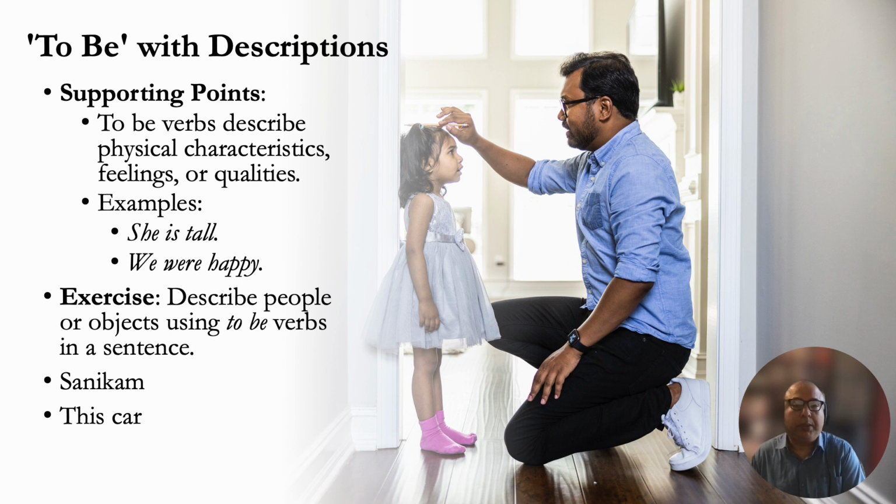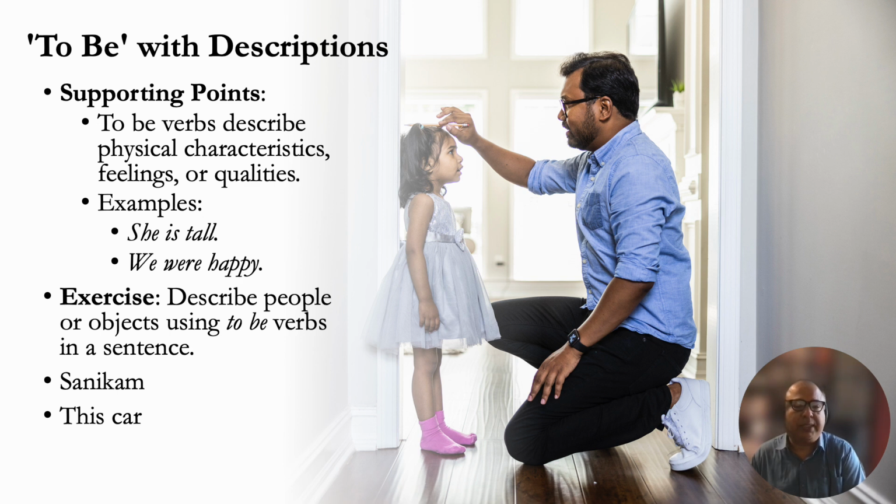Okay. To be verbs are also followed by descriptions of an object or a person. For example, she is tall. You see, the is there is a to be verb. She is tall. We were happy, or we were sad, or I am happy. Right? These are all to be verbs with description. Feelings, qualities of a person, for example.